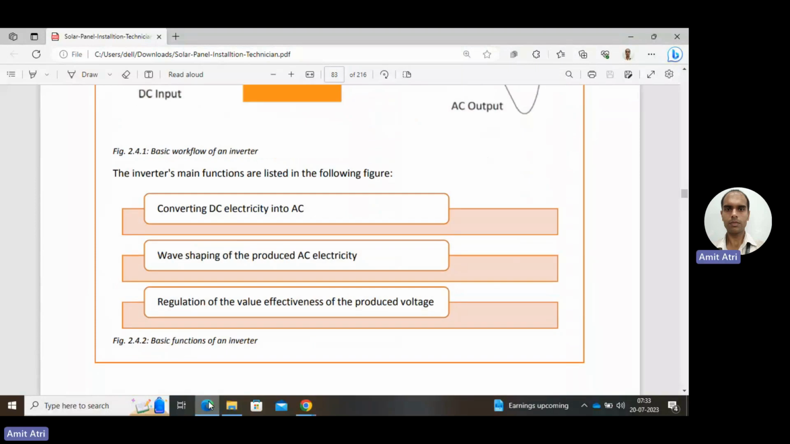So the main functions of an inverter are shown in the figure. Converting DC electricity into AC, just as we discussed. Then wave shaping the produced AC electricity. The wave is a sinusoidal wave, which we commonly use, so it should shape the wave. Another function is regulation of the effective value of the produced voltage, which it has to regulate.